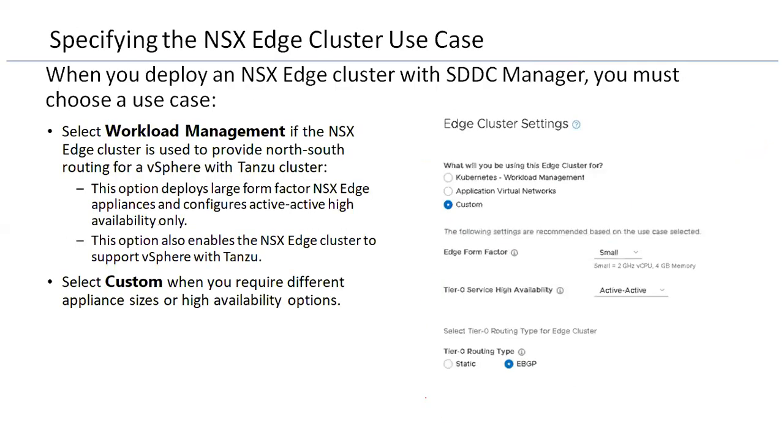In the edge cluster settings, it is very important to consider which kind of environment we are deploying for. If we are using AVN, you will find a different size here. Custom Kubernetes workload requires the L size.